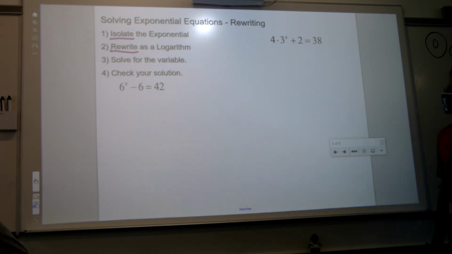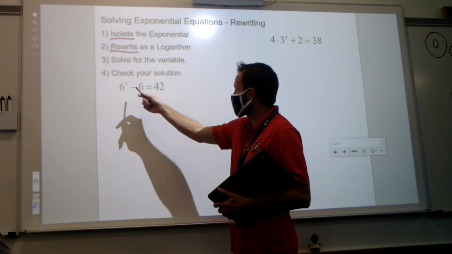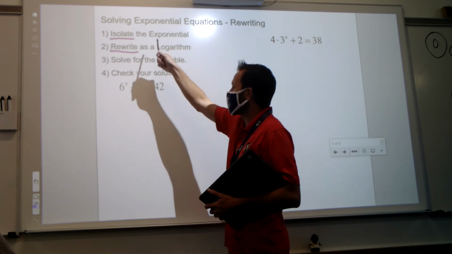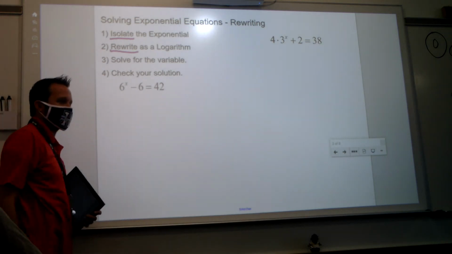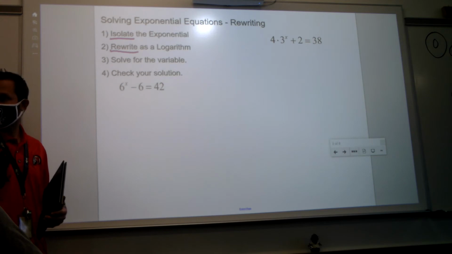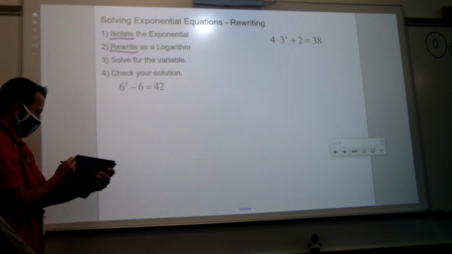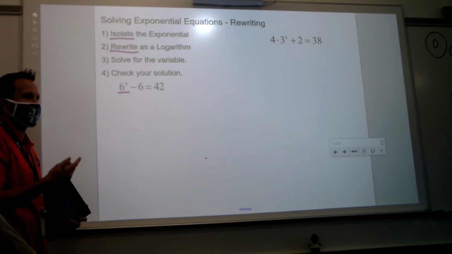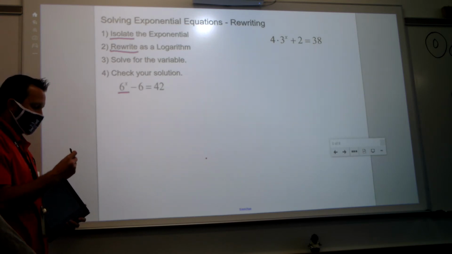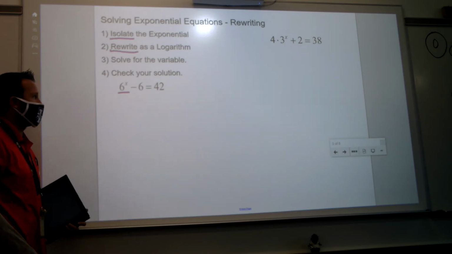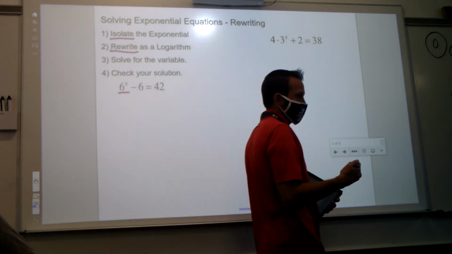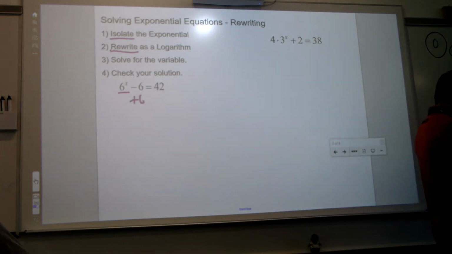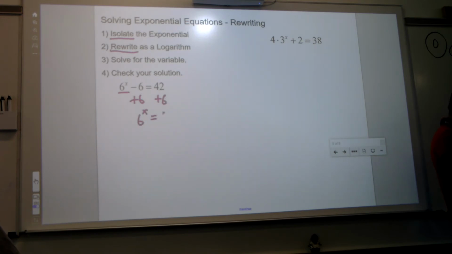So let's practice this. Okay, here I go. 6 to the x minus 6 equals 42. My first step is to isolate the exponential. Which of these is the exponential? The 6 to the x, right? It's the only one that has an exponent. So that's my exponential. I want to isolate it. Is it isolated? Nope, because it's got this minus 6. So what would I do? The very first step to isolate it. Add 6. So I get 6 to the x is equal to 48.